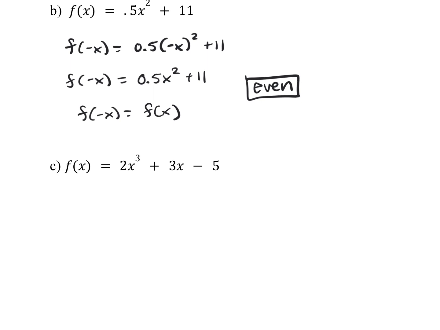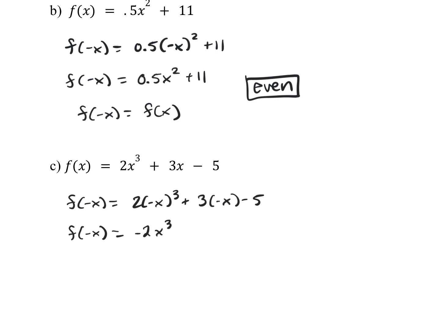Now, if you look at part C, let's do our algebraic test. So I'm substituting negative x. This first term, we're cubing it, so it turns the entire term negative. Here this will become minus 3x, but our constant will never change. So here our first term became opposite, our second term became opposite, but our third term did not.